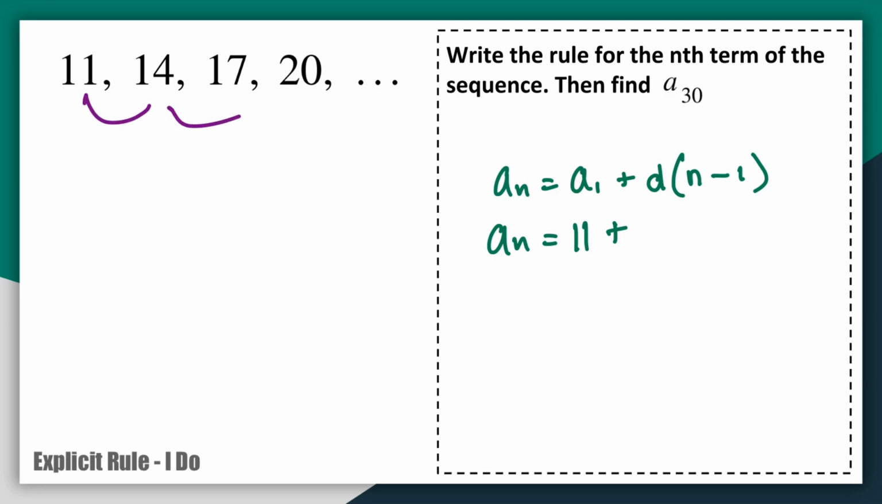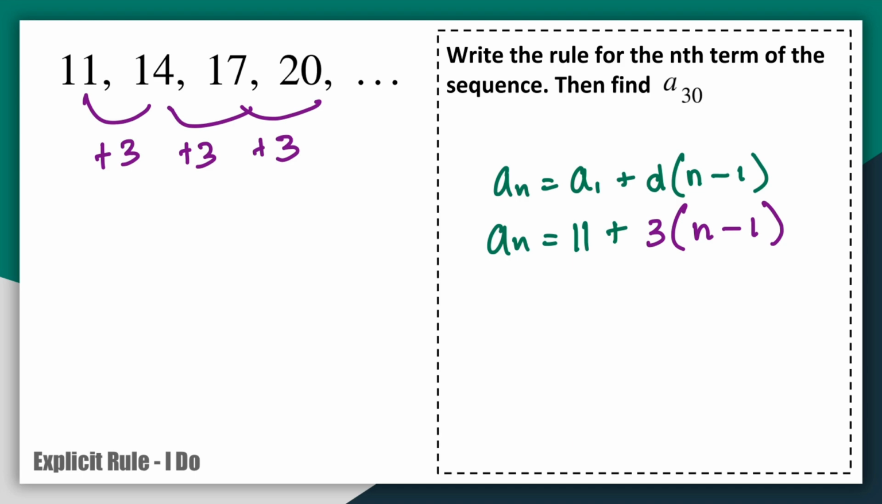We got to evaluate what's happening here, right? So 11 plus 3 is 14, 14 plus 3 is 17, 17 plus 3 is 20. So d is equal to 3, times n minus 1, okay?